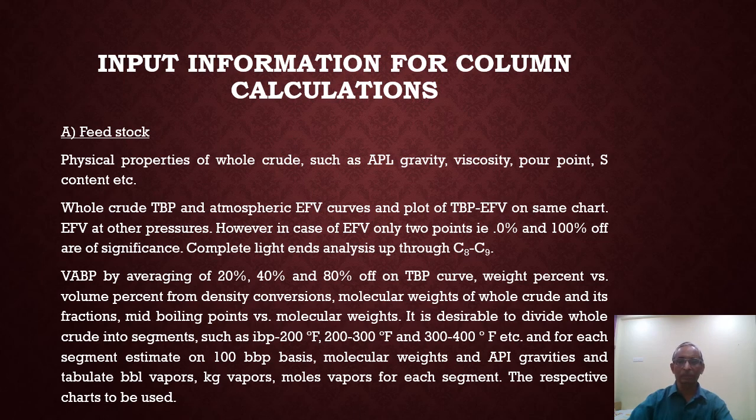It is desirable to divide whole crude into segments such as IBP, range 200 to 300 degrees centigrade and 300 to 400 degrees Fahrenheit, and for each segment estimate on a 100 barrel basis the molecular weight and API gravities, and tabulate barrel vapors, kg vapors, moles vapors for each segment. The respective charts are used.